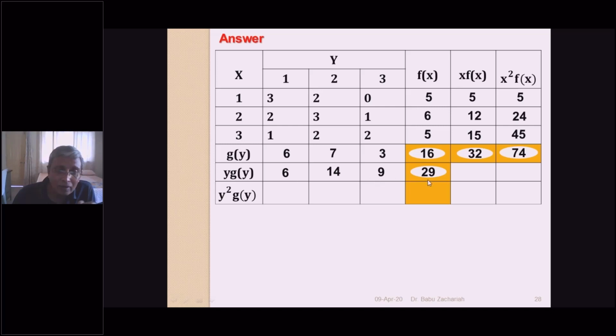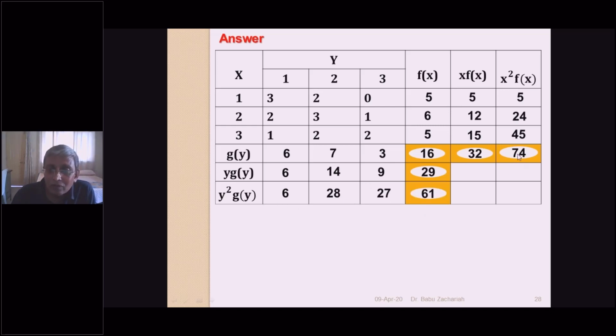This is 29. Now 1 square is 1 into 6, 6. 2 square is 4 into 7, 28. 3 square is 9 into 3, 27. The total of this is here.